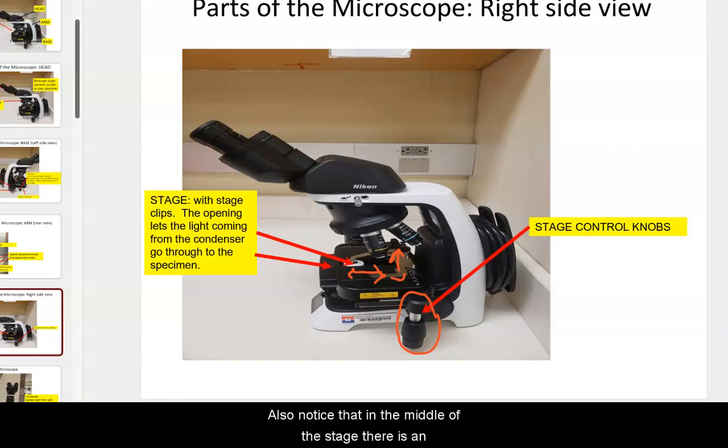Also notice that in the middle of the stage, there is an opening. Through the opening, we can see the condenser. We place the specimen on the stage and we hold it with the stage clips. Then we move the specimen so that it is placed on top of the condenser. The condenser allows for light to shine through the stage and through the specimen.